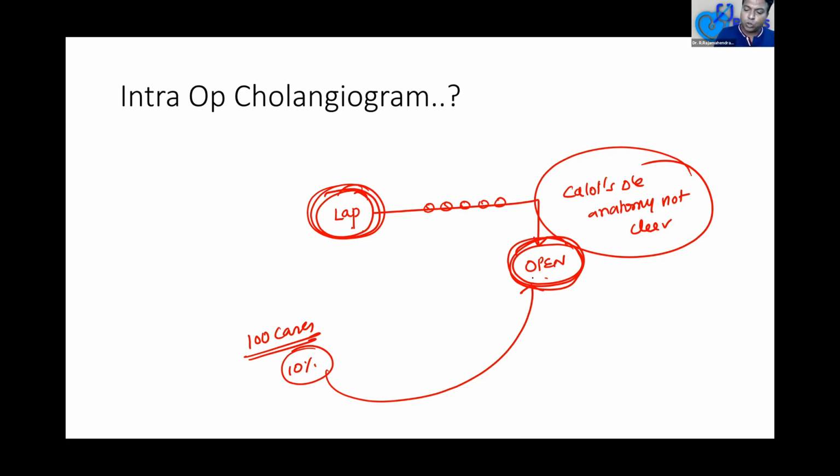This type of laparoscopy converting to open usually happens when we do surgery for acute cholecystitis. There is more chance of converting to open when there is acute cholecystitis, but there is nothing wrong. You can always do an open cholecystectomy.